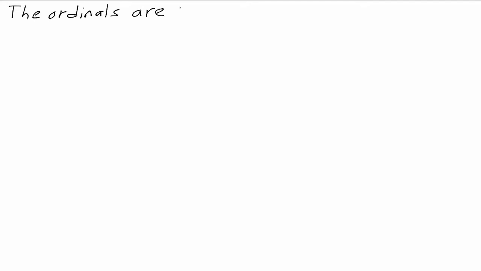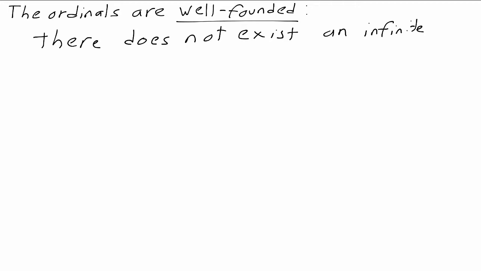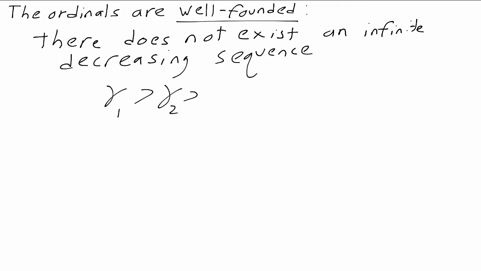The whole point of the ordinals is that they're well-founded. There does not exist a sequence of ordinals, gamma 0 greater than gamma 1 greater than gamma 2, and so on with infinitely many terms. In other words, strictly decreasing sequences of ordinals must be finite.